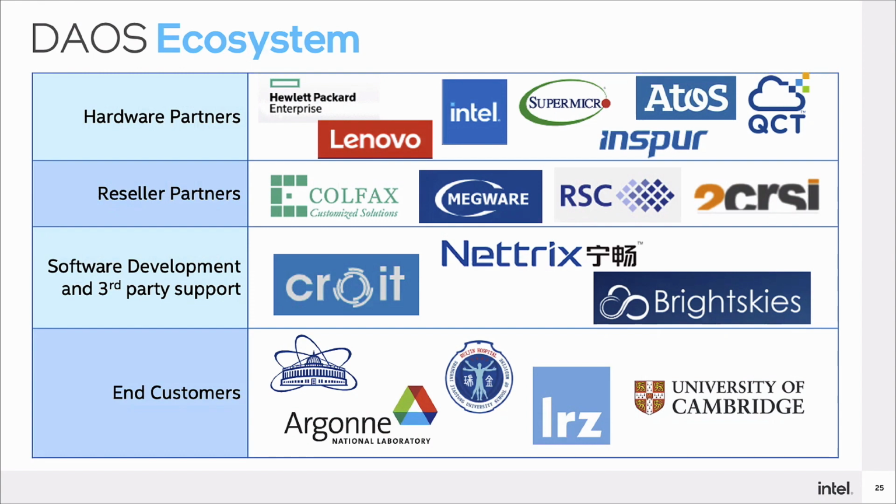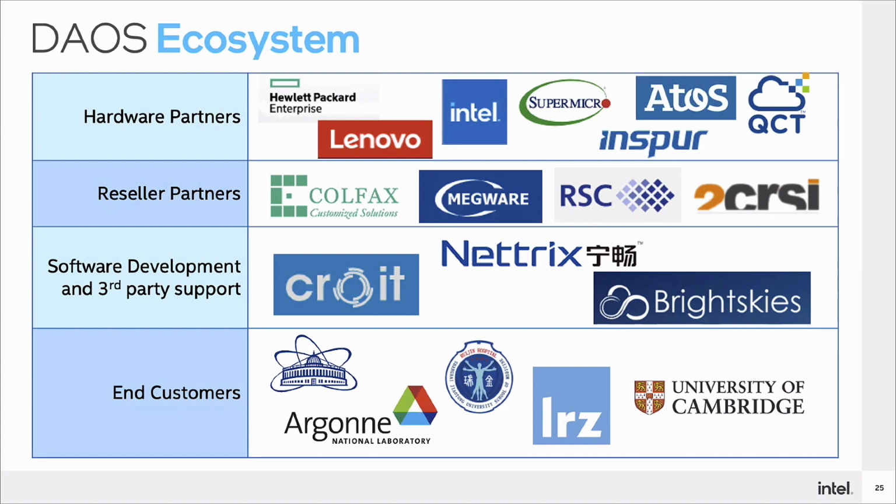So we've been working with a third-party support company called Croit, who's been doing a lot of work making DAOS very enterprise friendly and adding another layer around DAOS to make it easy to be adopted by the enterprise. We've also had a long partnership with Bright Skies, who's added a lot as well, and our newer partner Netrix. We're also starting to see the emergence of more end customers, and starting to really see DAOS get established in the end customer market.